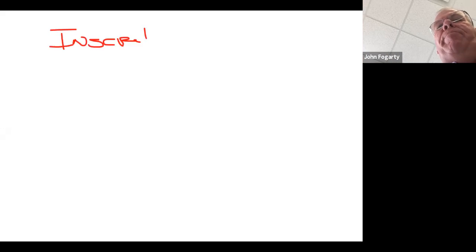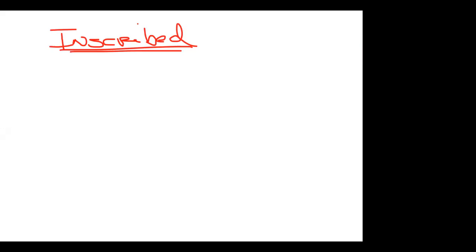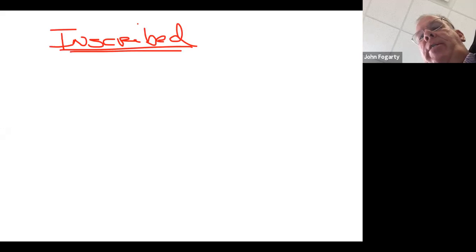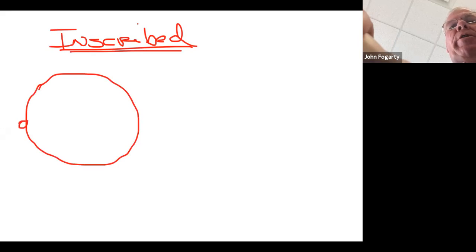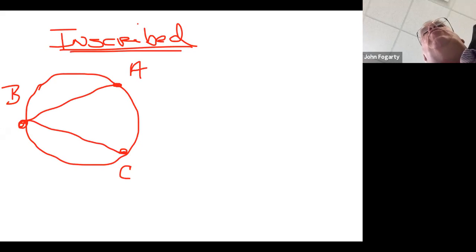All righty, so we know that an inscribed angle is simply an angle whose vertex is on the circle and the sides are chords of the circle, right? So in this problem, angle B is an inscribed angle because its vertex is on the circle.